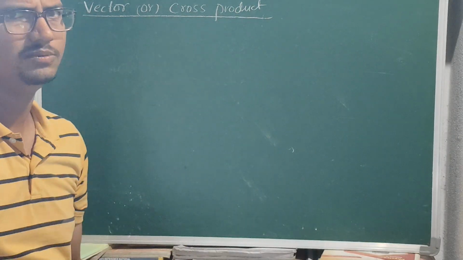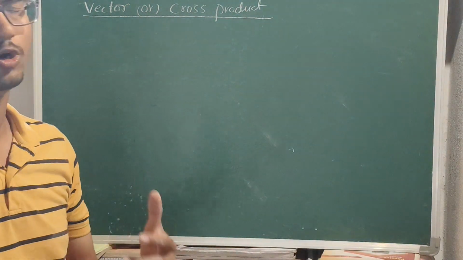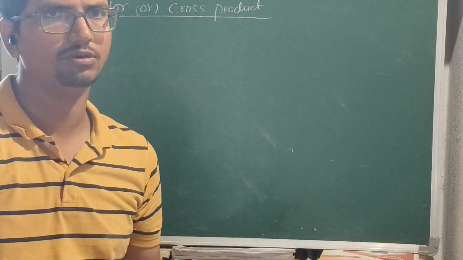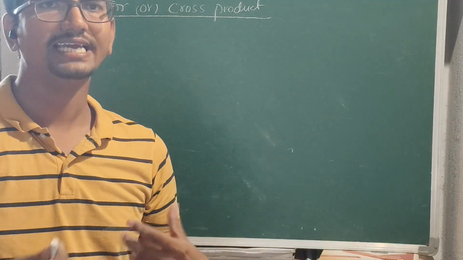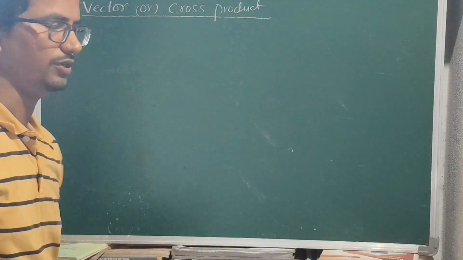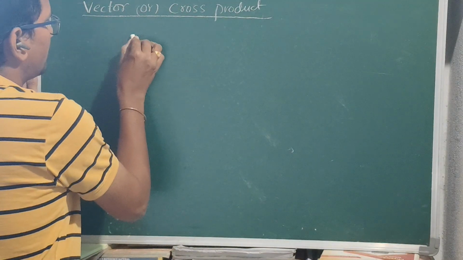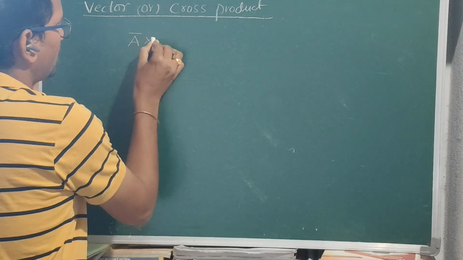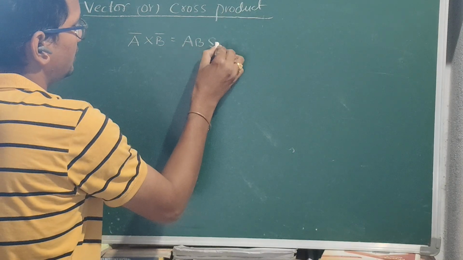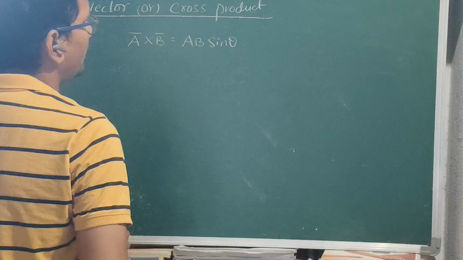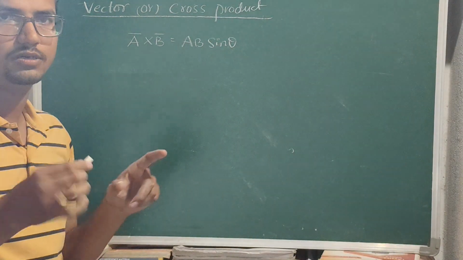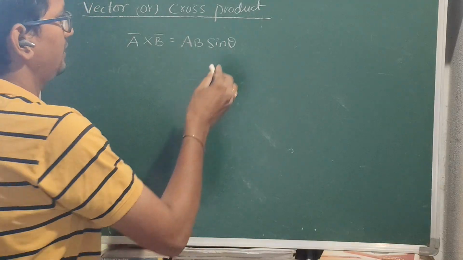In the previous video, the dot product gave the cos component, but the cross product gives the magnitude with the sine of the angle between the two vectors. That is called the vector or cross product. How do you indicate the cross? A bar cross B bar is equal to AB sine theta. We call it a cross, not a multiplication.